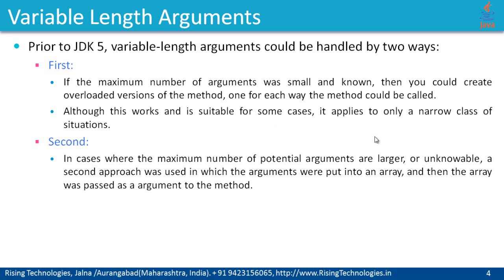In the second approach, in cases where the maximum number of arguments or the potential arguments are larger or even unknowable, the arguments were put into an array and then the array was passed as an argument to the method. So let's have a look at the first approach, where we can create several overloaded versions and call these methods by passing different numbers of arguments.